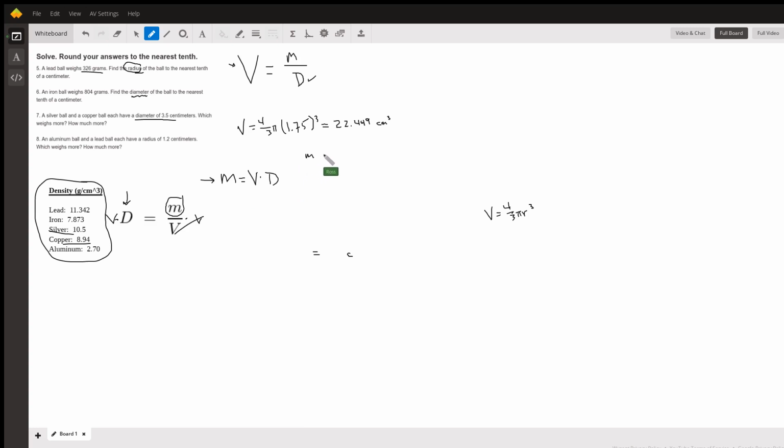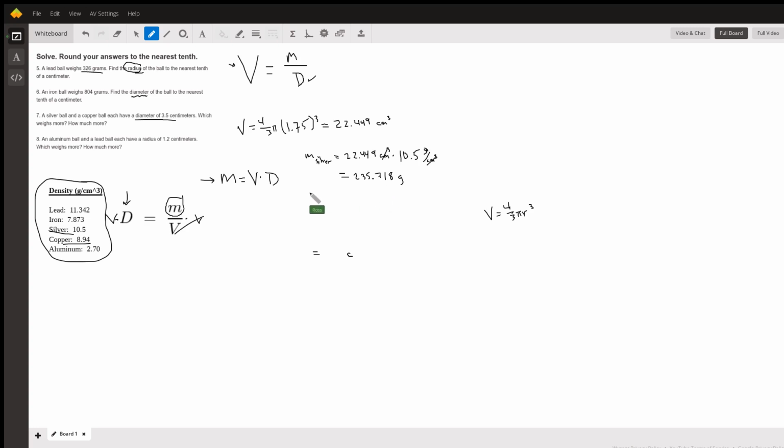Let's do silver first. So the mass of the silver ball is going to be the volume, which we already know is 22.449 cubic centimeters, times the density of silver, which is about 10.5 grams per centimeter cubed. That's going to give you about 235.718. And now that we're talking about mass, the centimeters cubed cancel, and we're left with just grams. So the silver ball has a volume of 22.449 cubic centimeters, but its mass is 235.718 grams, and that's what they're using as weight here.